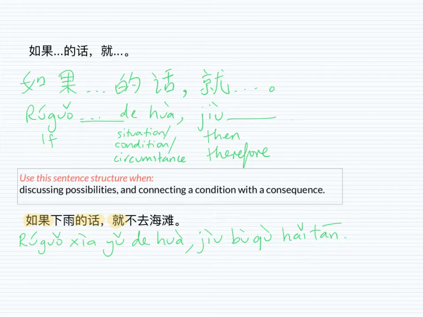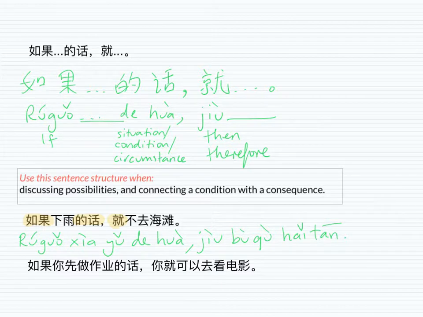Okay, if we're looking for meaning there, we've got 如果 if, 下雨的话, 下雨 if it's raining, if the rain is falling, raining 的话. So if it's the case that it's raining, if it's the condition that it's raining, if the circumstances are that it's raining, 就 then 不去 don't go to 海滩 the beach. 如果下雨的话就不去海滩.